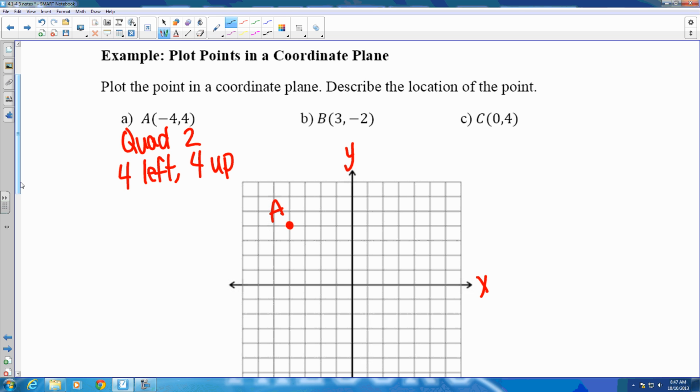Okay, B is (3, -2). So we have to move positive horizontally. So 1, 2, 3. And then negative 2 is our vertical movement. That's down 2. 1, 2. Here's B. We then have to describe the location of that point. We are in quadrant 4. And then we just have to describe what we did to get to point B. We went 3 to the right and 2 down.